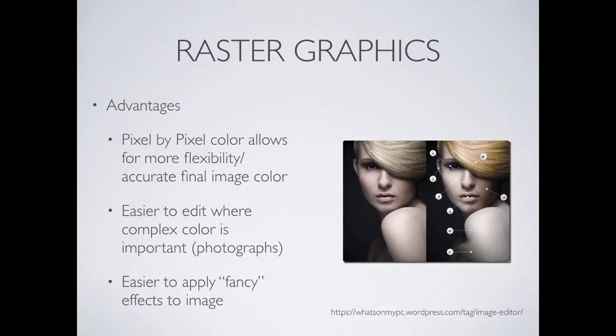It's great for photographic images because that's the way we see. There's subtle variations in color and tone, and it can be done really well in this format. It's generally easier to edit where there's complex colors involved. So we have a photograph, we want to make a few retouches to it, it's really easy to do. We've done that in Photoshop, because we're editing just the pixels themselves.